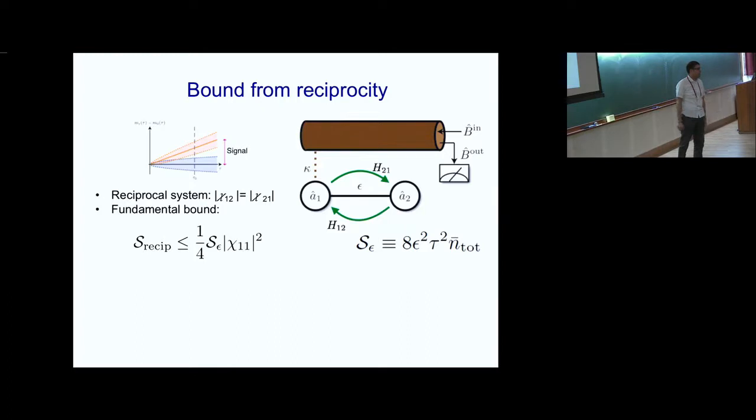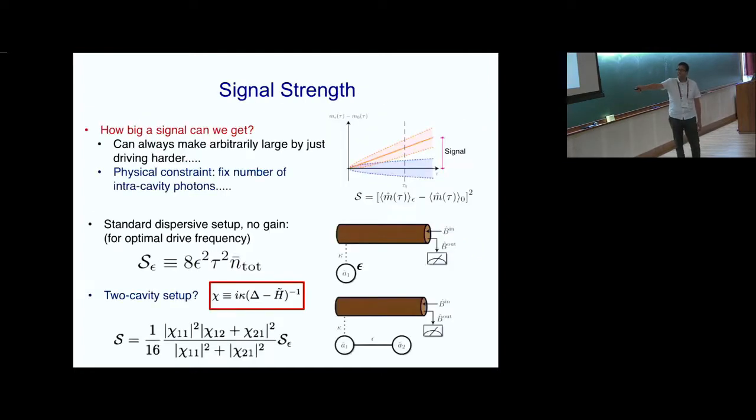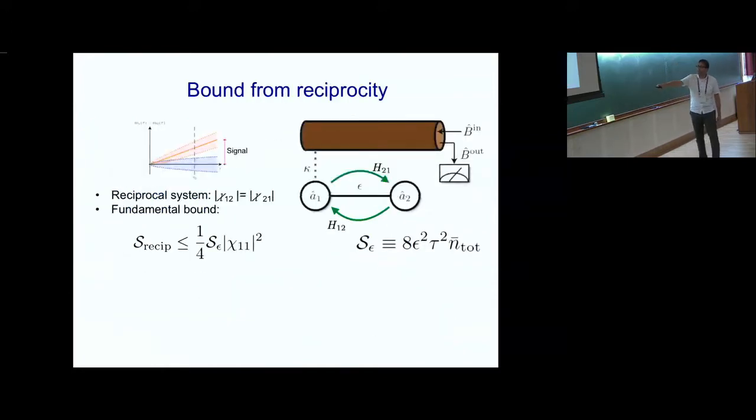So in that reciprocal case, you find that there's a fundamental bound on how big your signal power can be. It can be bigger than what you have for just a single mode system. And the prefactor there is just chi1,1 squared. So again, chi is this simple Green's function or susceptibility. Chi1,1 basically says, if I drive mode 1, how much does that amplitude actually respond? So great, you could have a really big signal power if you make chi1,1 really big.